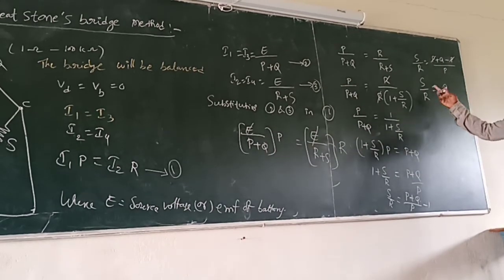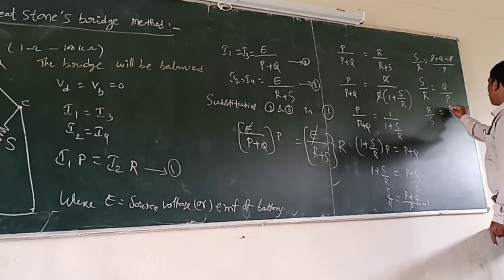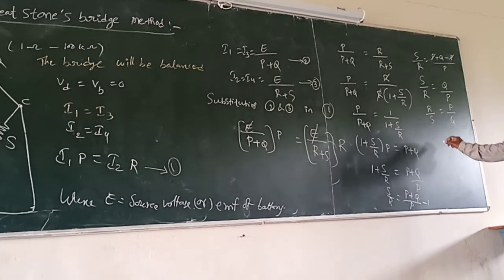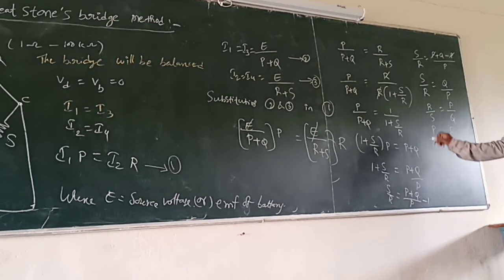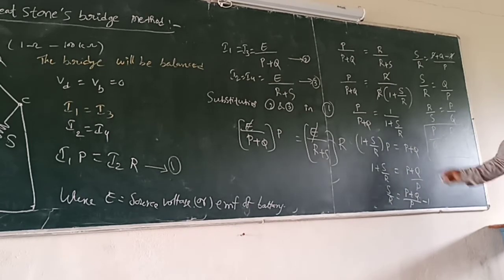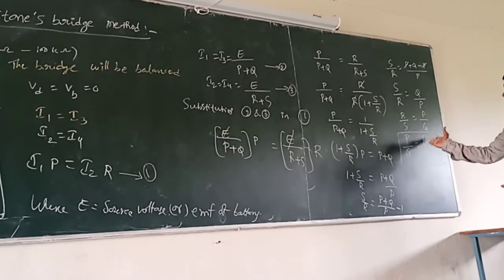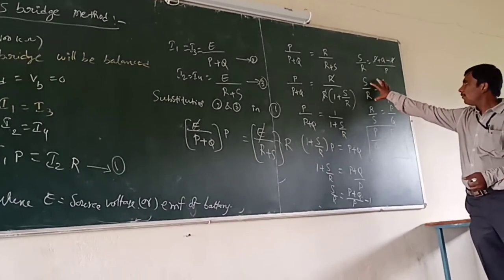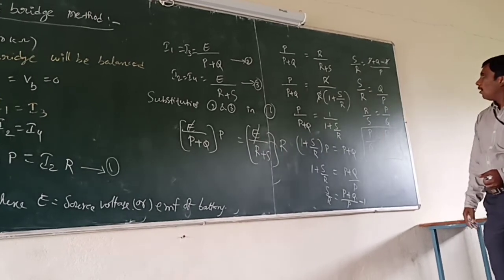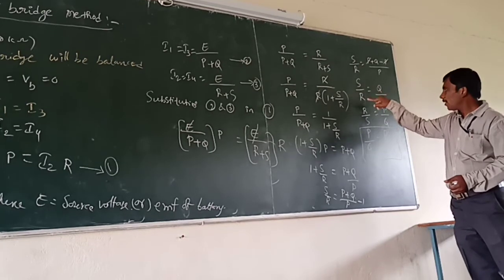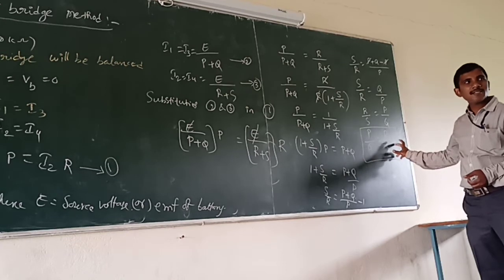Now if you reverse both sides, R by S equal to P by Q, or P by Q equal to R by S. We can write like this. Now this one we are reversing: 1 divided by both sides, or reverse that, 1 by S by R equal to R by S. P by Q equal to R by S is the bridge balance equation.